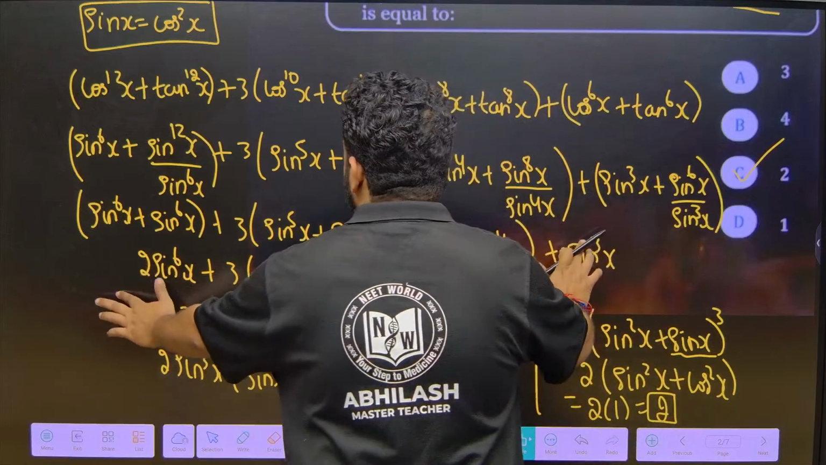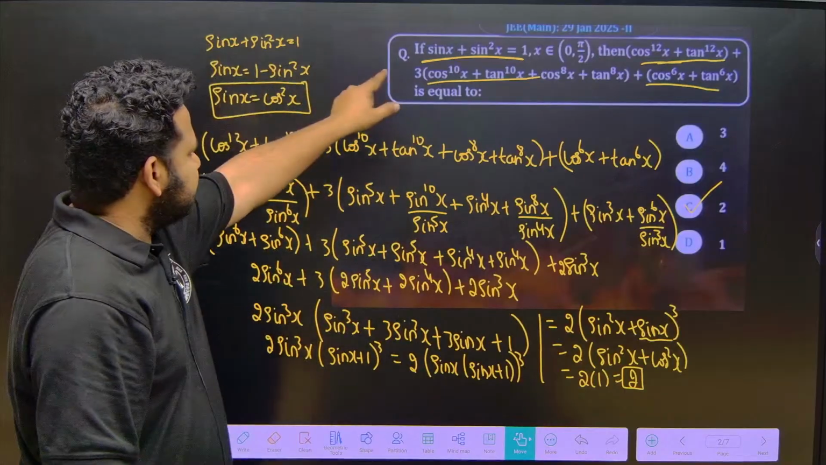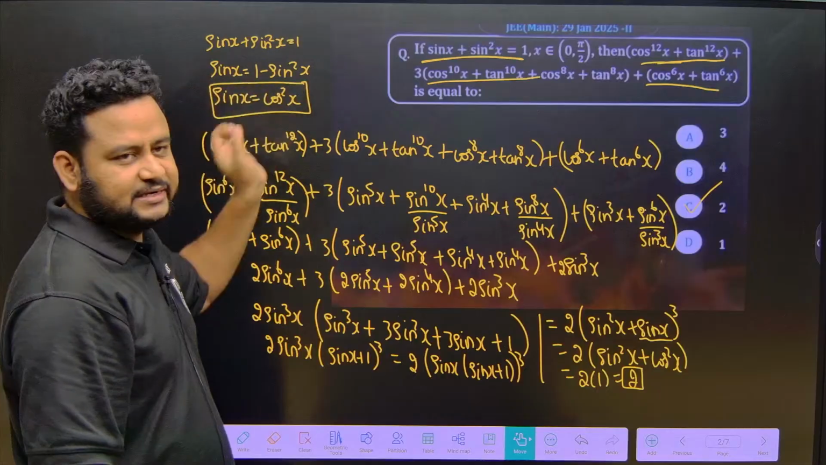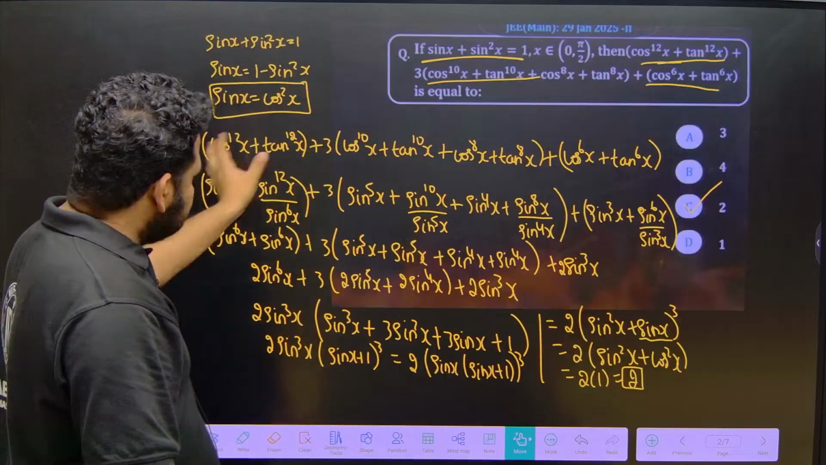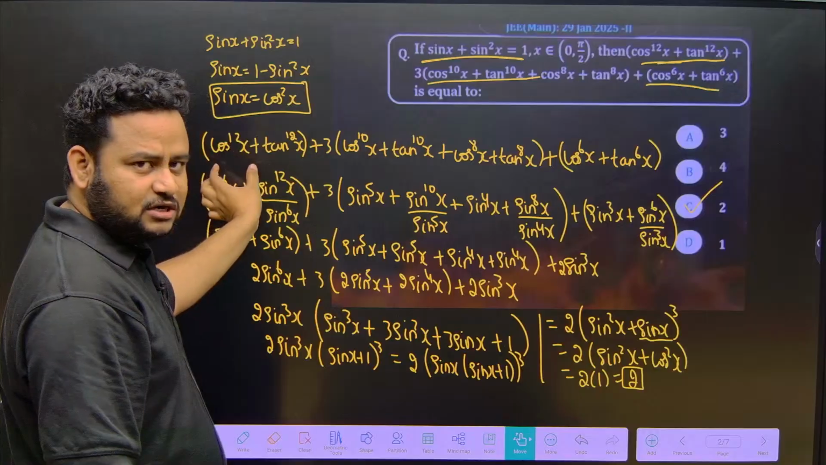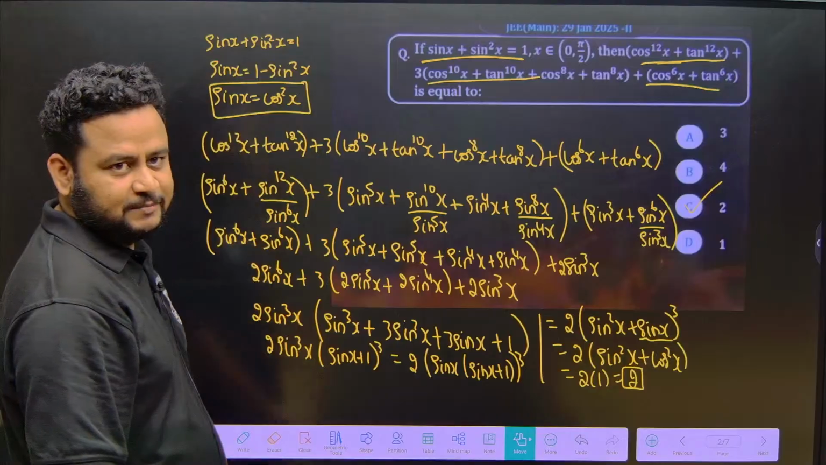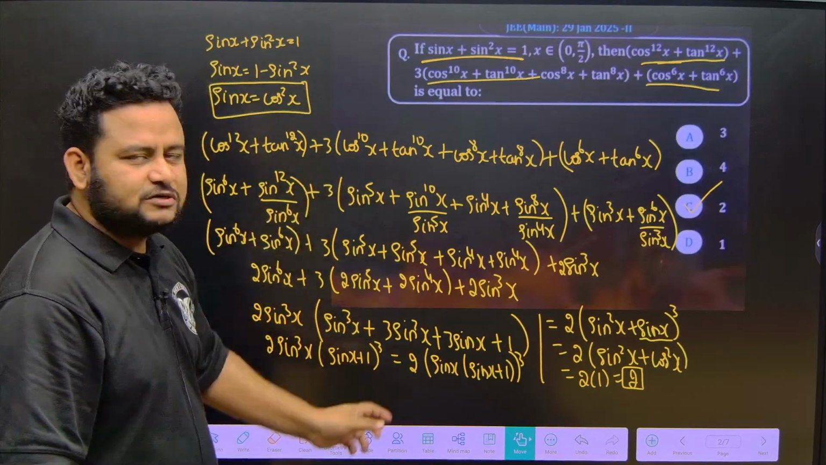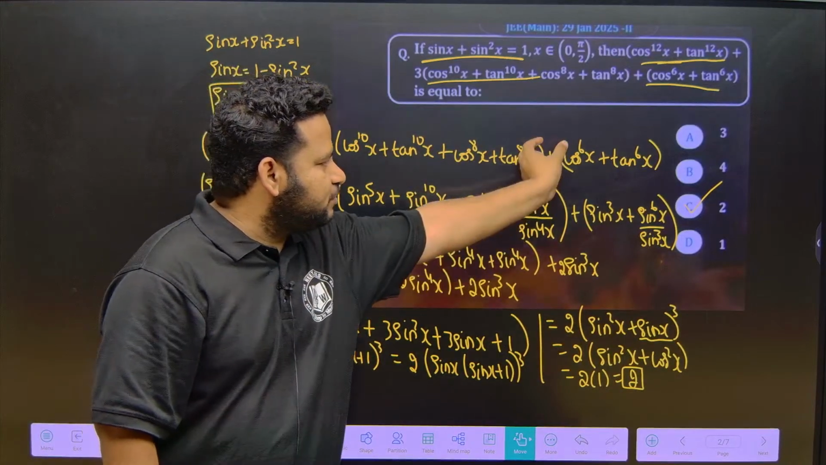Now have a look at the solution once again. They have given sin x plus sin square x is equal to 1. So I modified it and I got sin x is equal to 1 minus sin square x, that is sin x is equal to cos square x. Now if I write it in terms of sin instead of cos, it will become half of whatever the power is given. So cos power 12x will become sin power 6x, cos power 10x will become sin power 5x, cos power 8x will become sin power 4x, cos power 6x will become sin power 3x.